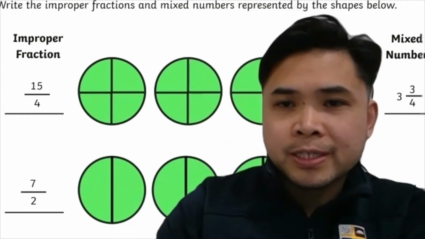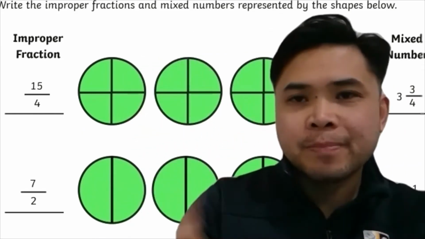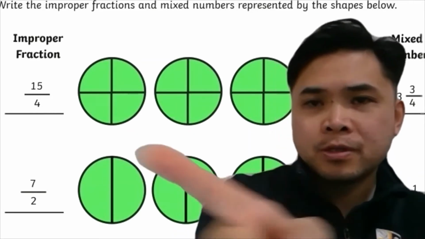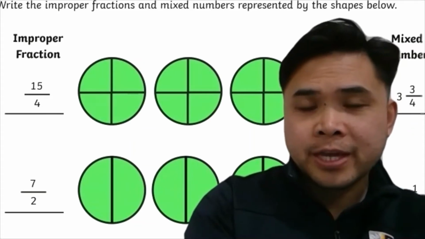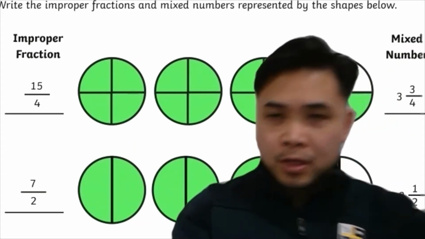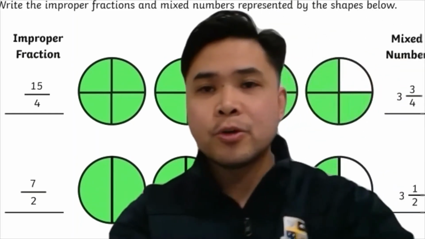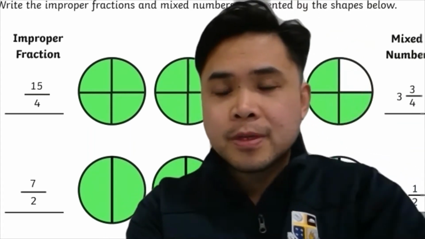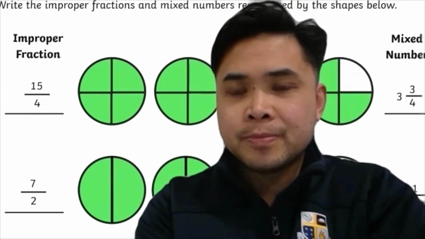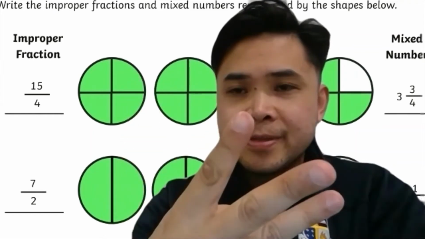So let's have a look at the second one. The answer's already there. But, okay, first step, count the pieces in each shape. So there's 1, 2. We know the denominator is 2. Now, just count the shaded bits. 1, 2, 3, 4, 5, 6, 7. 7 over 2. Okay, that's how we got that. Now, let's turn that into a mixed number. 7 divided by 2 equals what? 3 and 1 remainder.